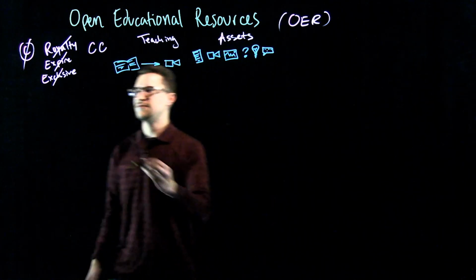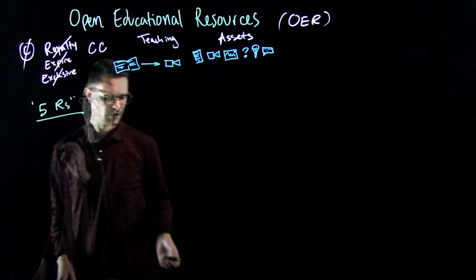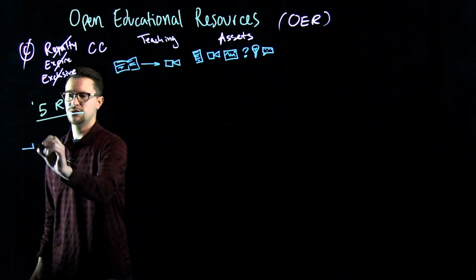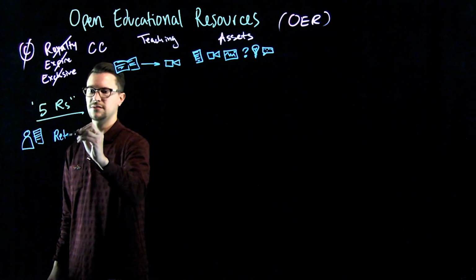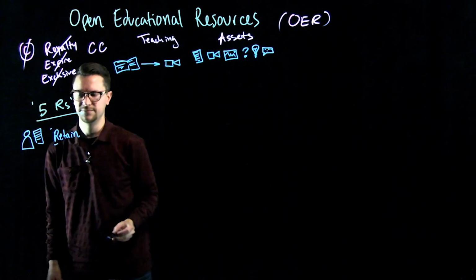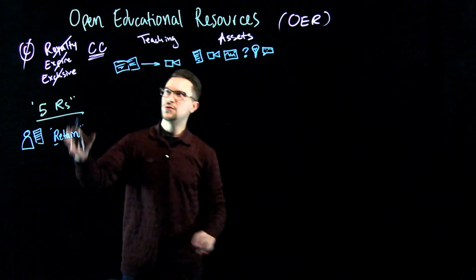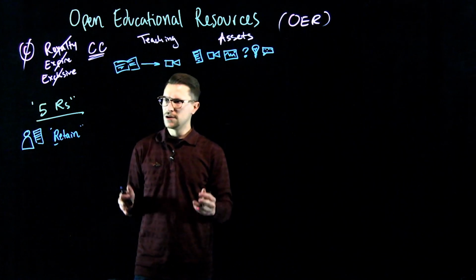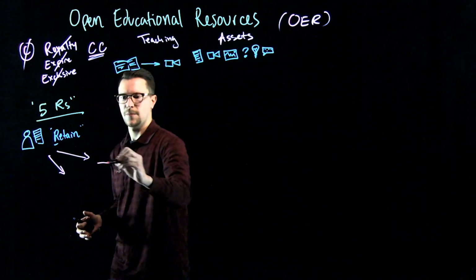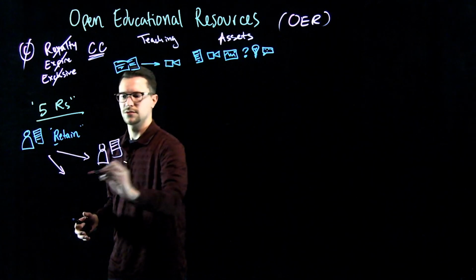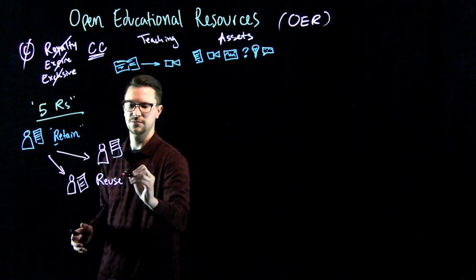Open educational resources follow what are called the 5 R's. So the first R is that if you write an open educational resource, you retain ownership of it. So you are the author. As the author, when you establish that you want to use an open license, you establish that you are going to freely give this to other instructors to reuse that material.